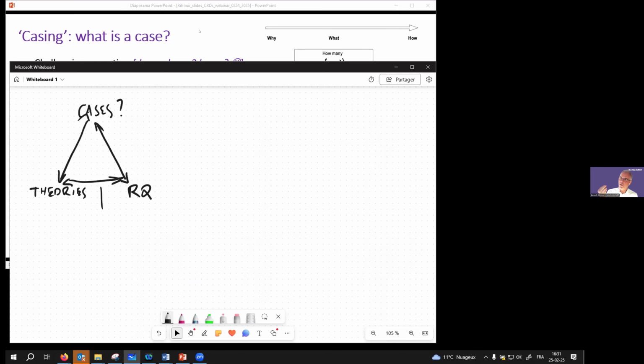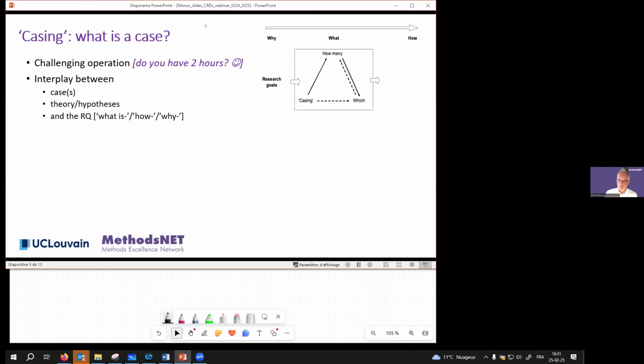So don't reflect about cases in a vacuum. Reflect about cases in connection with theories and in connection with your research question or questions, which itself is connected, of course, to your research goals. Everything is interconnected. And your research questions could take different forms: a what research question, a how research question, or a why research question. This is another topic I discuss in the course at length.